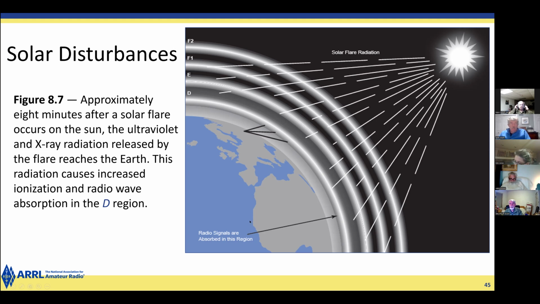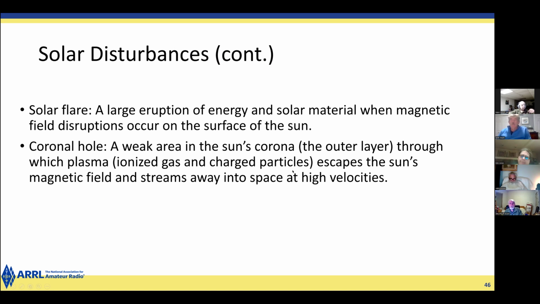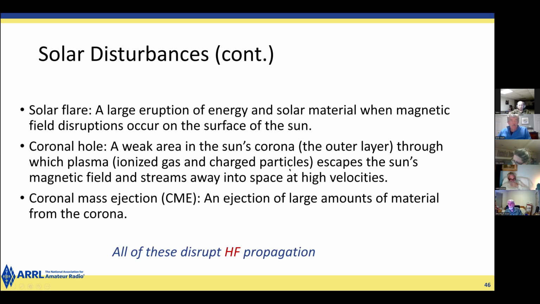And if it's high enough, especially ultraviolet and X-rays, when it reaches Earth, the radiation can cause increased ionization of the ionospheric layers and increased absorption. If it's strong enough, it will reach down to the D layer, which will increase absorption at all frequencies. And the solar flare can cause brief radio blackouts, from minutes to a few hours.